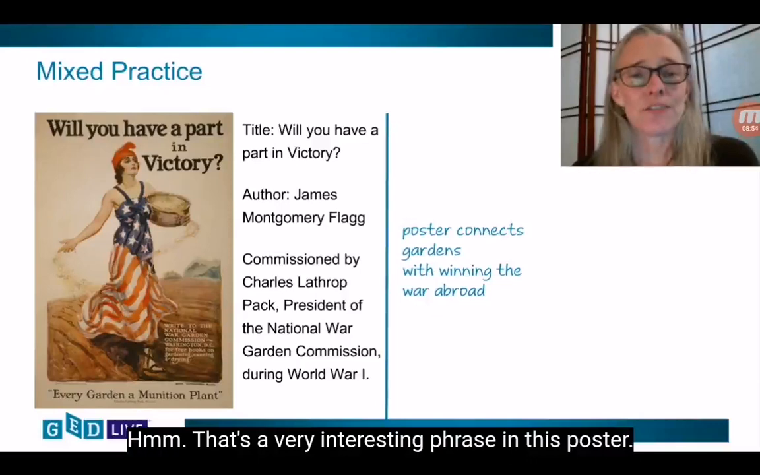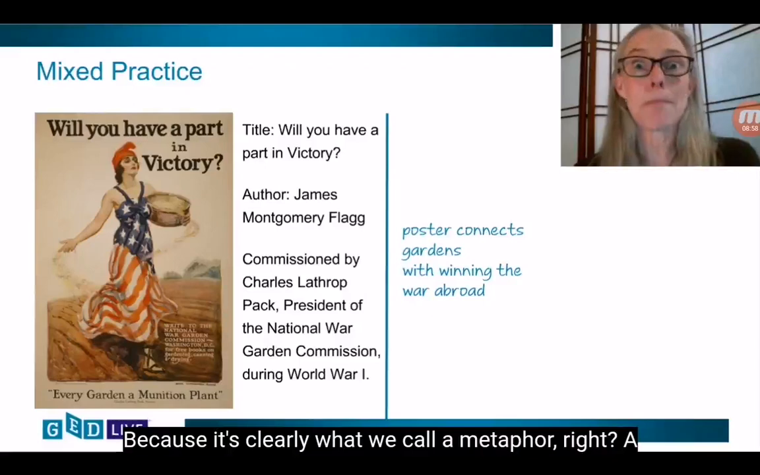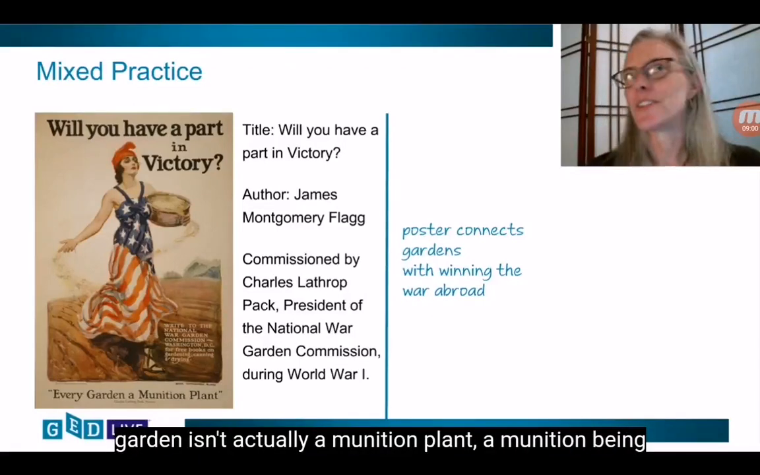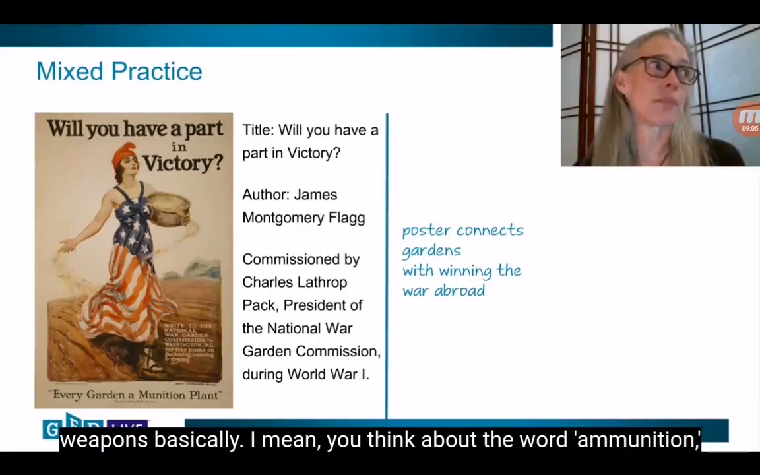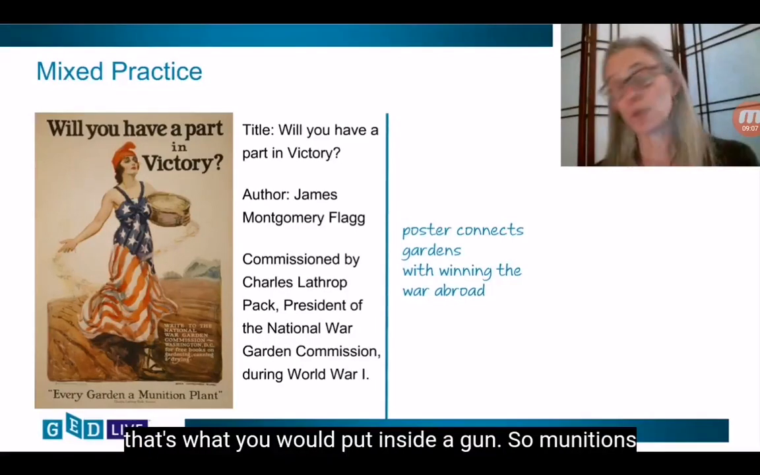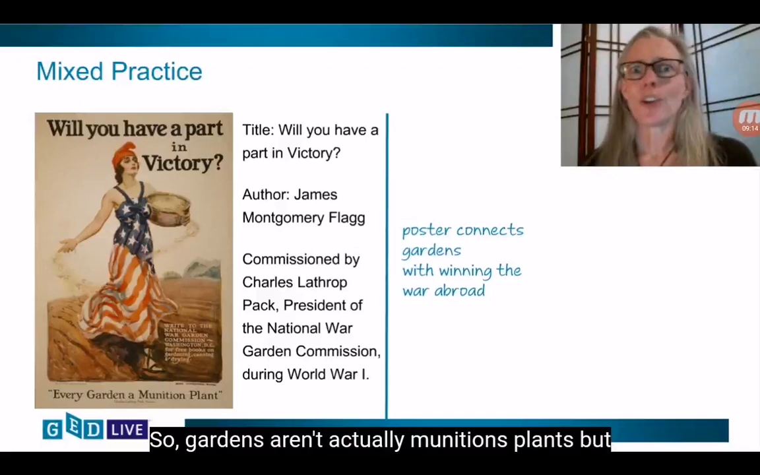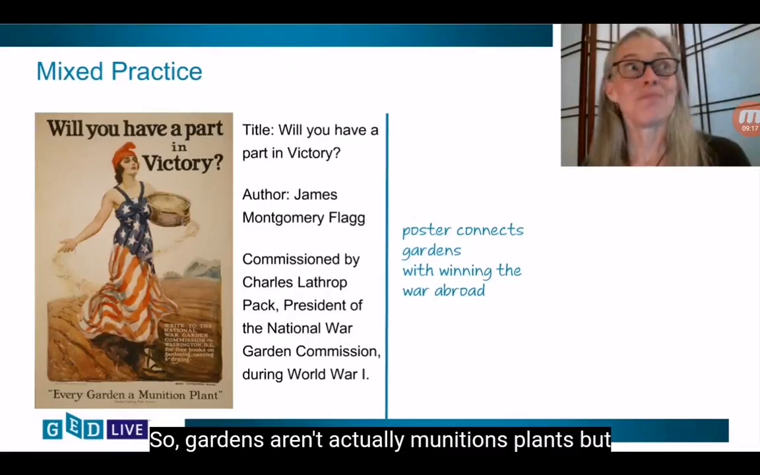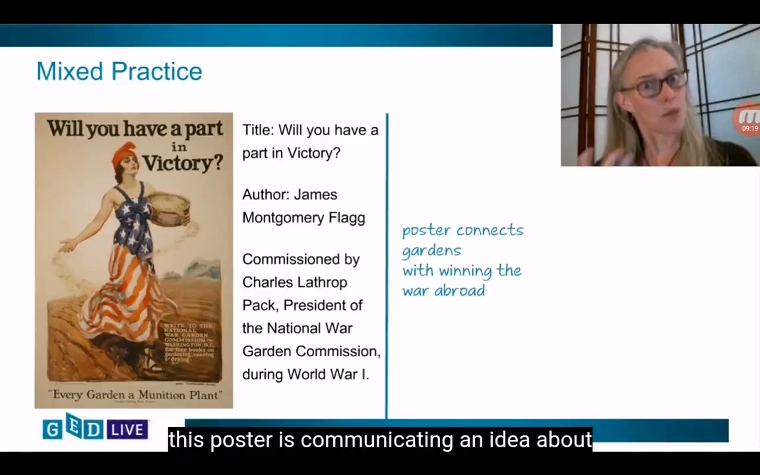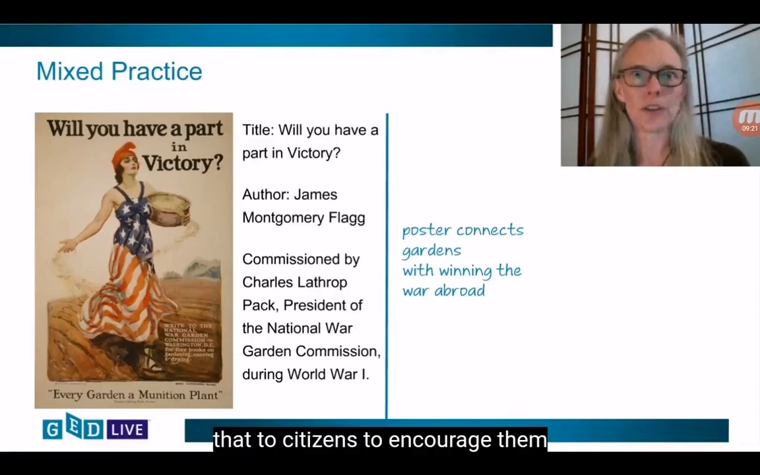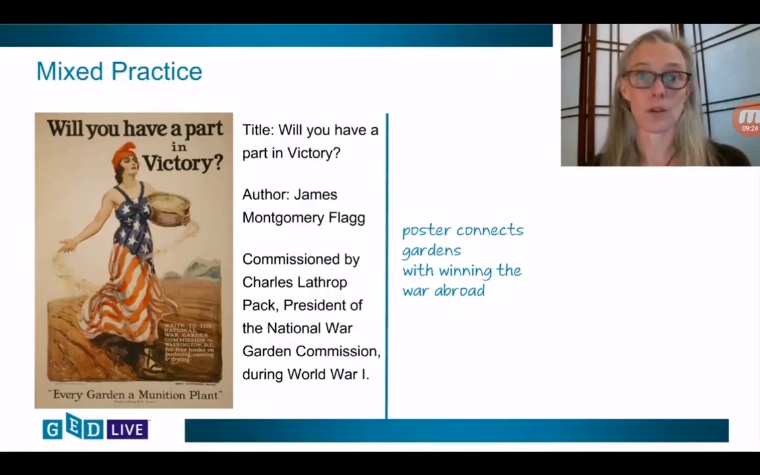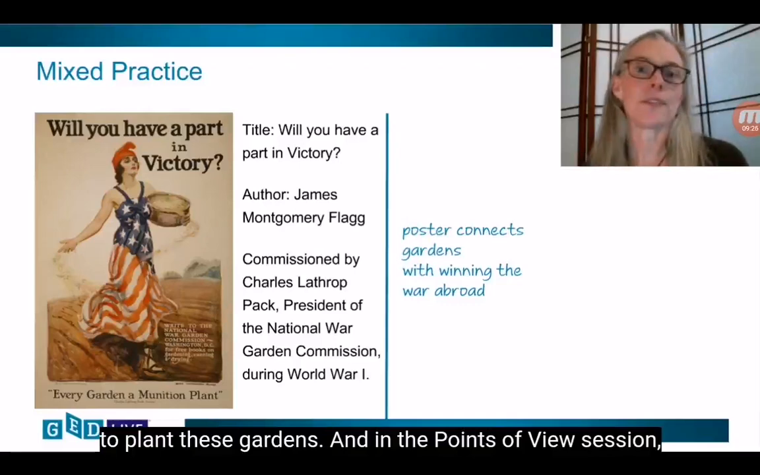That's a very interesting phrase in this poster, because it's clearly what we call a metaphor, right? A garden isn't actually a munition plant. A munition being weapons, basically. I mean, you think about the word ammunition, that's what you would put inside a gun, right? So munitions are just basically weapons. So gardens aren't actually munition plants, but right, this poster is communicating an idea about that to citizens to encourage them to plant these gardens.